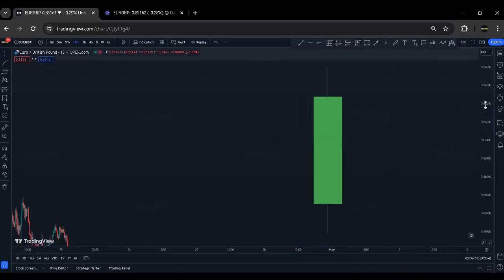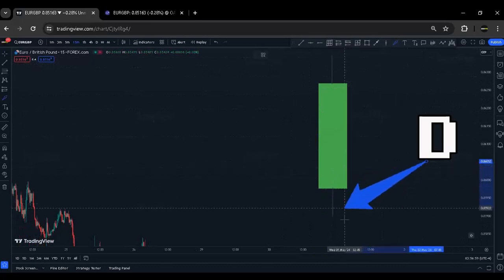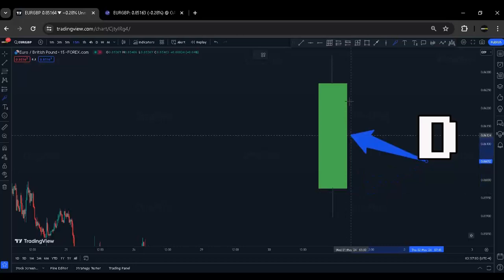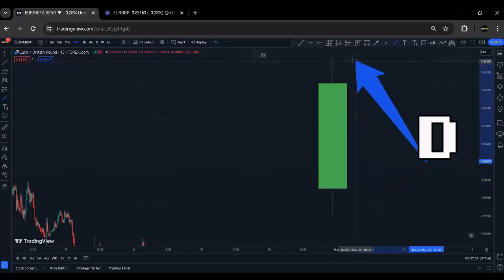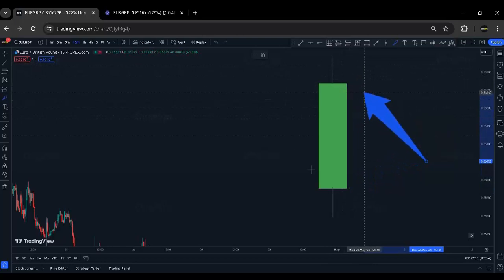Alright, so let's imagine this is our daily candlestick. The market opens right here, right? And after it opens, it creates this lower wick. When that is done, it goes higher, creates that wick, comes back down and closes right here, right? This is a bullish candle.